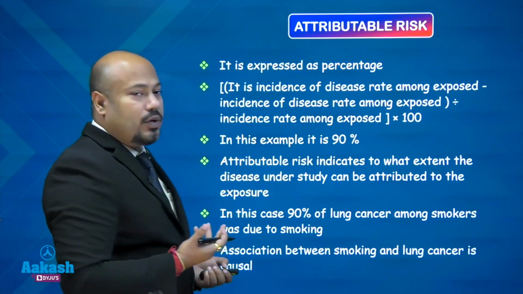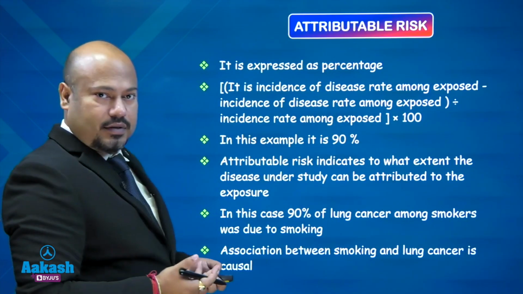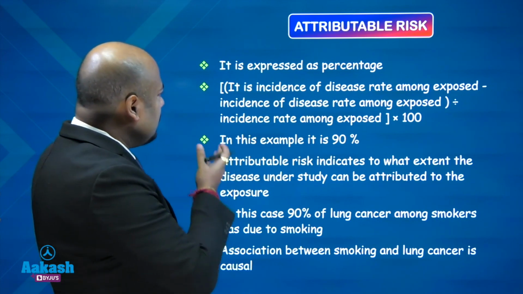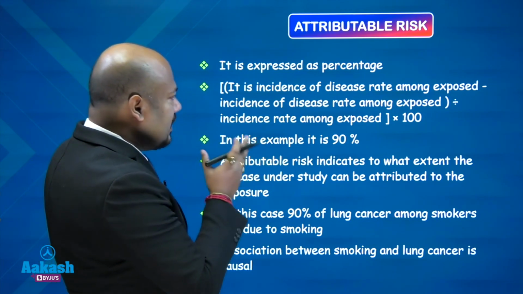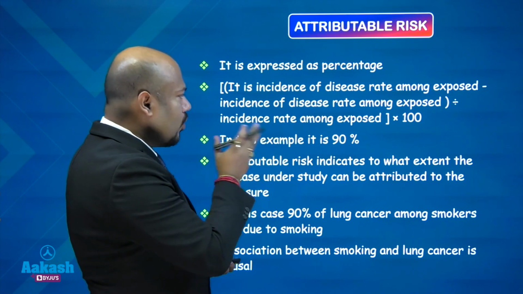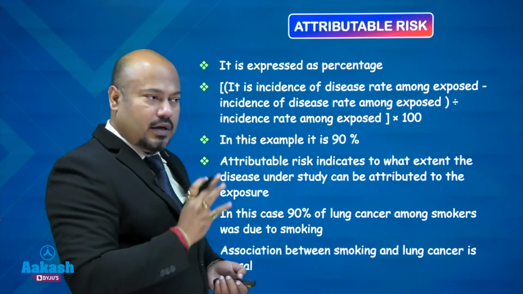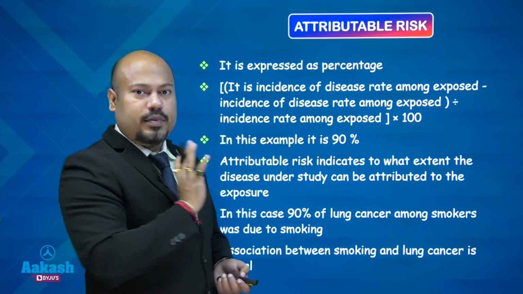Now coming to attributable risk. What is the meaning of the word attributable risk? It means the incidence of disease rate among the exposed minus the incidence of disease rate among non-exposed into 100. So it's a percentage. Relative risk was a ratio, this one is a percentage.